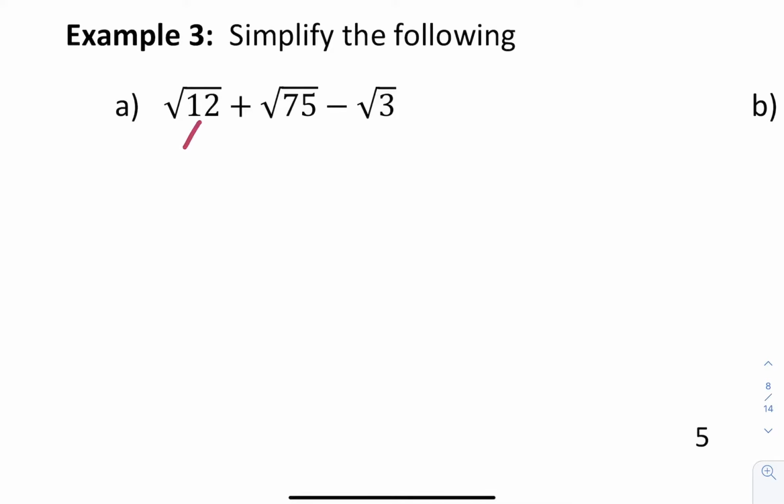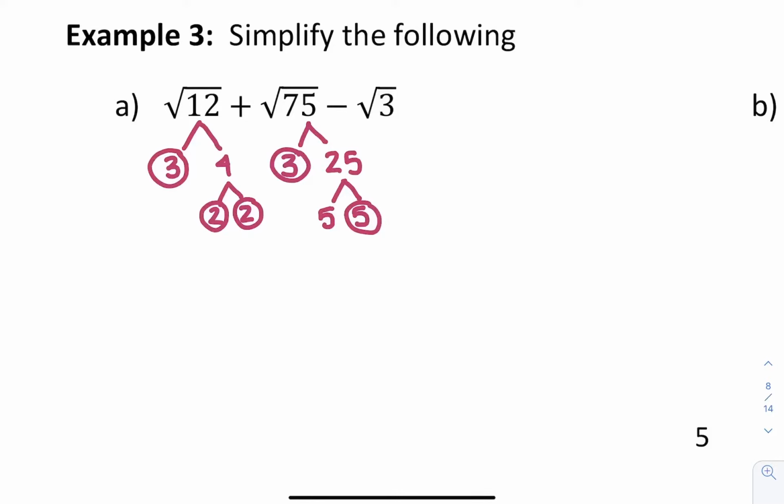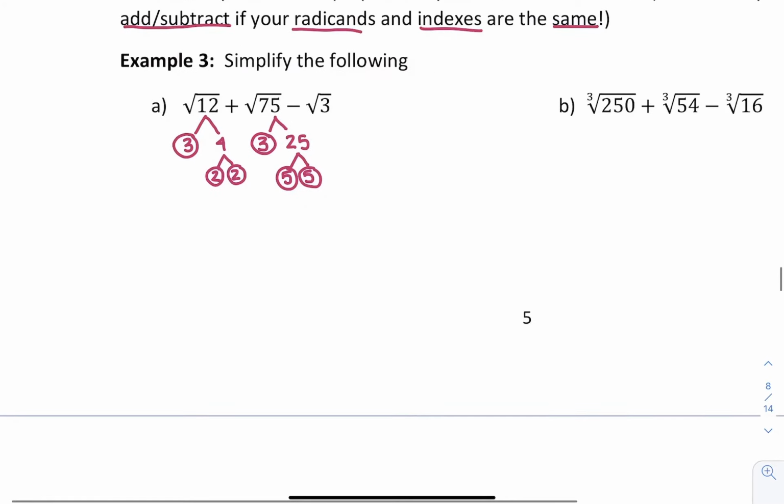This time I'll use my factor trees to simplify. 12 is 3 times 4, and 3 is prime, so I'll circle it. 4 is 2 times 2. And for 75, 75 is 3 times 25, and 25 is 5 times 5. Now let's try to simplify this and see what we get. So we have the square root of 2 times 2 times 3 plus the square root of 3 times 5 times 5 minus the square root of 3.